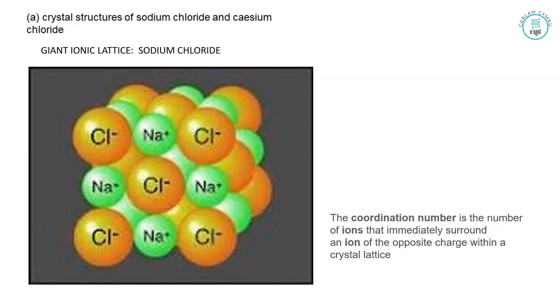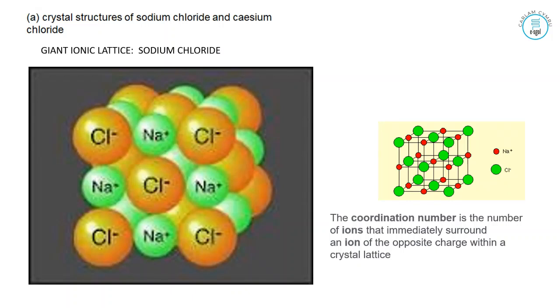I'm going to talk about how to draw the lattice, and also I want to talk about this term coordination number. If you read it, the coordination number is the number of ions that immediately surround an ion of opposite charge in a crystal lattice, or you could also say it's the number of atoms, ions, or molecules that are the nearest neighbours to a central atom. Because you're trying to maximise your attractions, the positive ions are going to be as close as they can to the negative ions, and the negative ions are going to try and be as far away as they can.